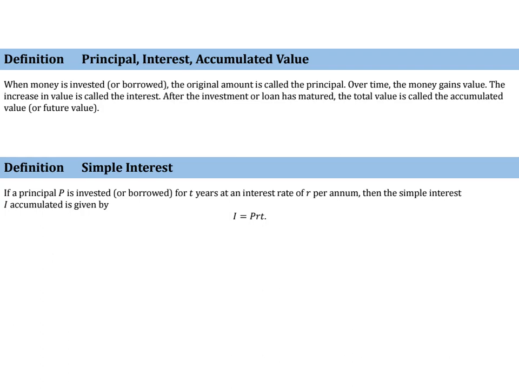So simple interest is calculated by I equals PRT. I is the simple interest, P is the principal, R is the annual interest rate, and T is the number of years.